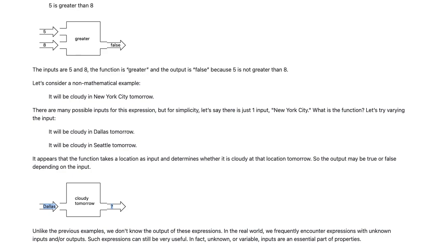Unlike the previous examples, we don't know the output of these expressions. In the real world, we frequently encounter expressions with unknown inputs and/or outputs. Such expressions can still be very useful. In fact, unknown or variable inputs are an essential part of properties.